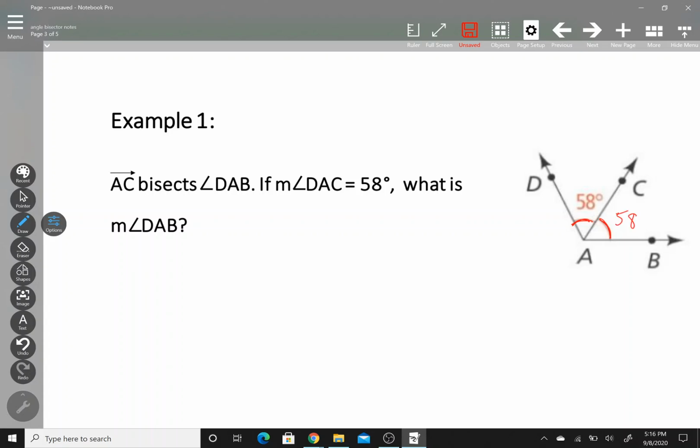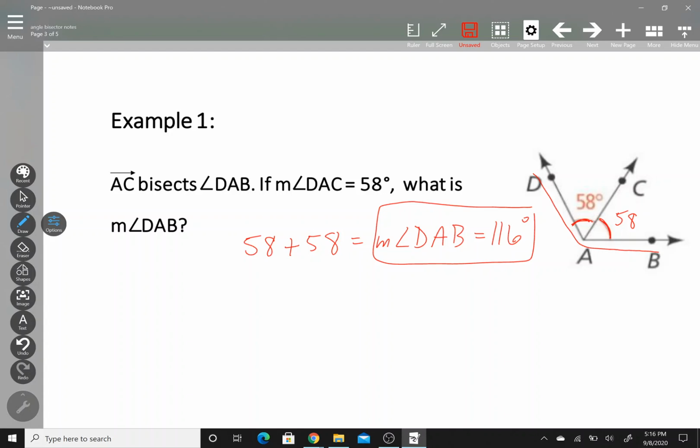And if we want to know the measure of angle DAB, we have to take the two pieces and add them together. So we would do 58 plus 58, equal to the measure of angle DAB, and 58 plus 58 is 116 degrees. Now you could also see that if it's being bisected, I just take the half that I know and multiply it by 2, and that will also give me the same thing.